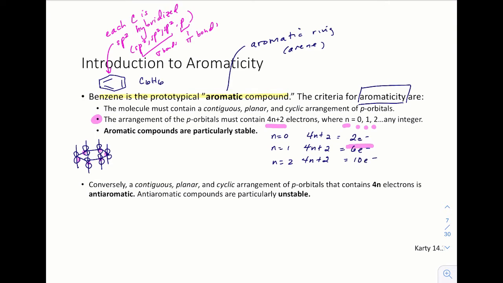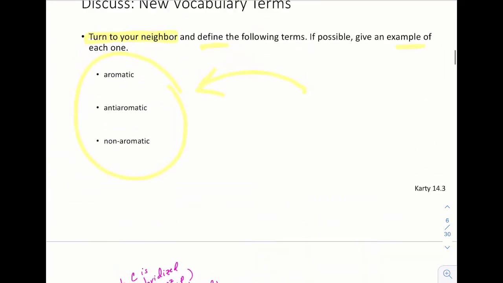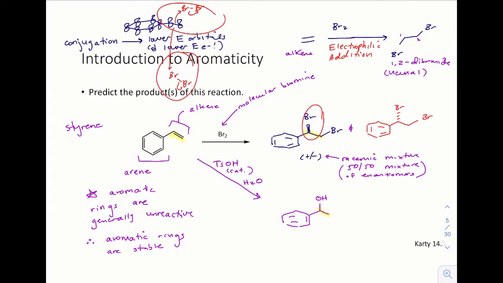Benzene contains 6 pi electrons, 2, 4, 6, in a contiguous, planar, and cyclic arrangement of p orbitals. Thus, it is aromatic. And as we have learned and observed and will continue to observe, aromatic compounds are particularly stable. Recall the reactivity of styrene. The aromatic ring did not react under conditions by which normal alkenes do react.